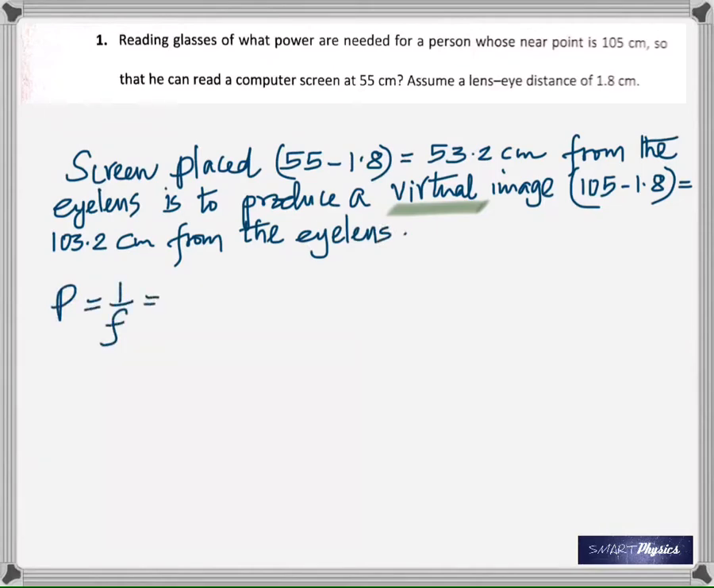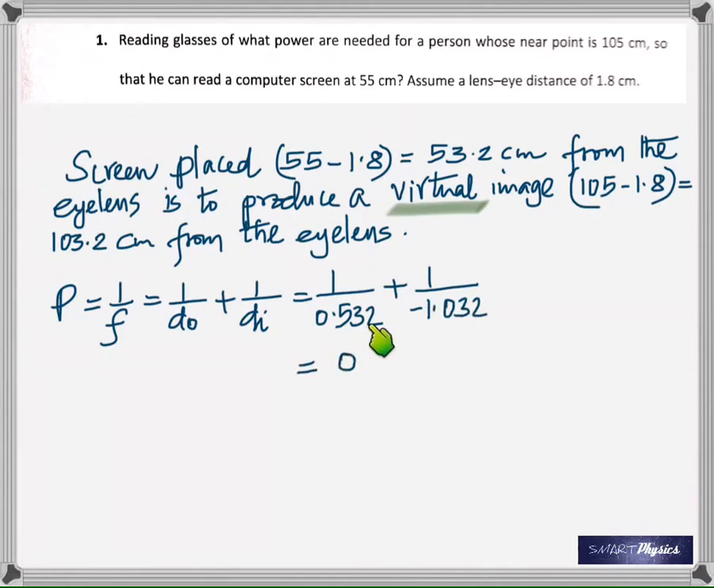And the power of the lens is 1 by f, and the focal length has to be in meters. So using the lens formula and substituting for DO, that's the object distance, and the image distance. Now wait, hold on. Why is the image distance negative? Because it's a virtual image. That's an important point. Because the image is virtual, DI is negative. And then calculations show it's 0.91 diopter.